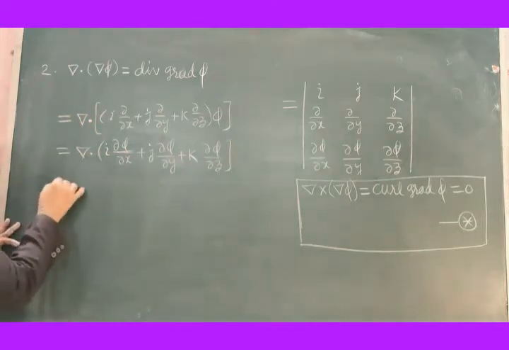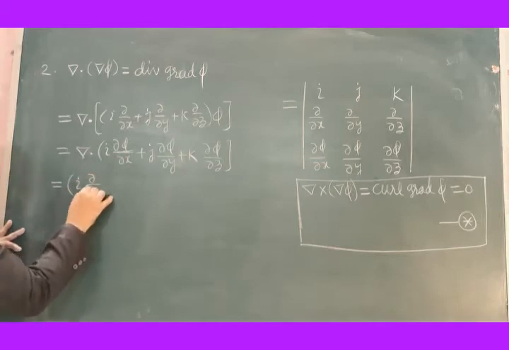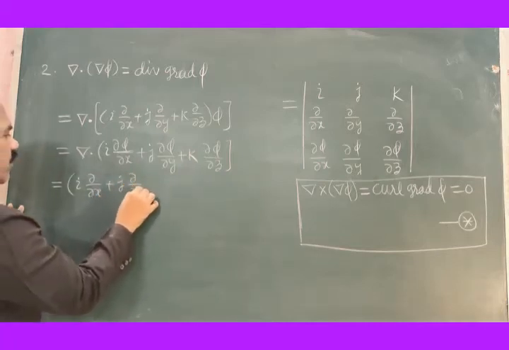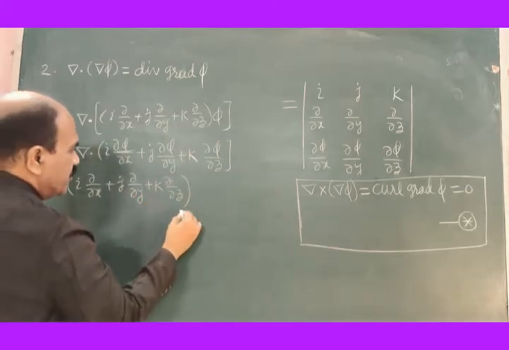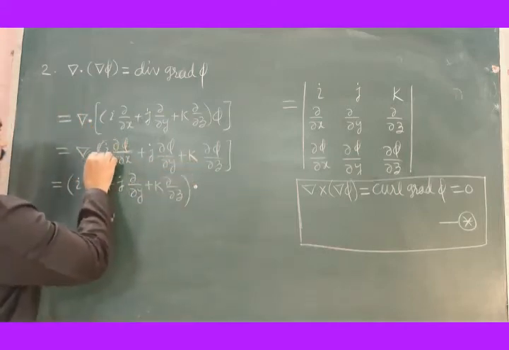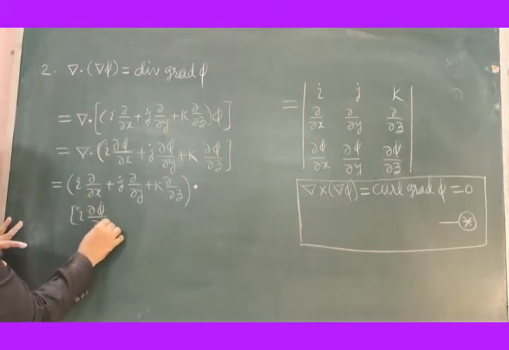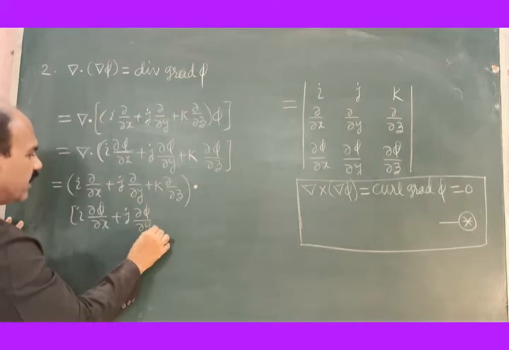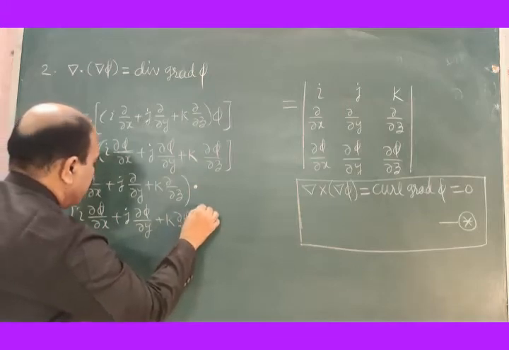This is further, for this del, let me write here: i ∂/∂x + j ∂/∂y + k ∂/∂z, dot as it is, and this bracket. What is that? i ∂φ/∂x + j ∂φ/∂y + k ∂φ/∂z.